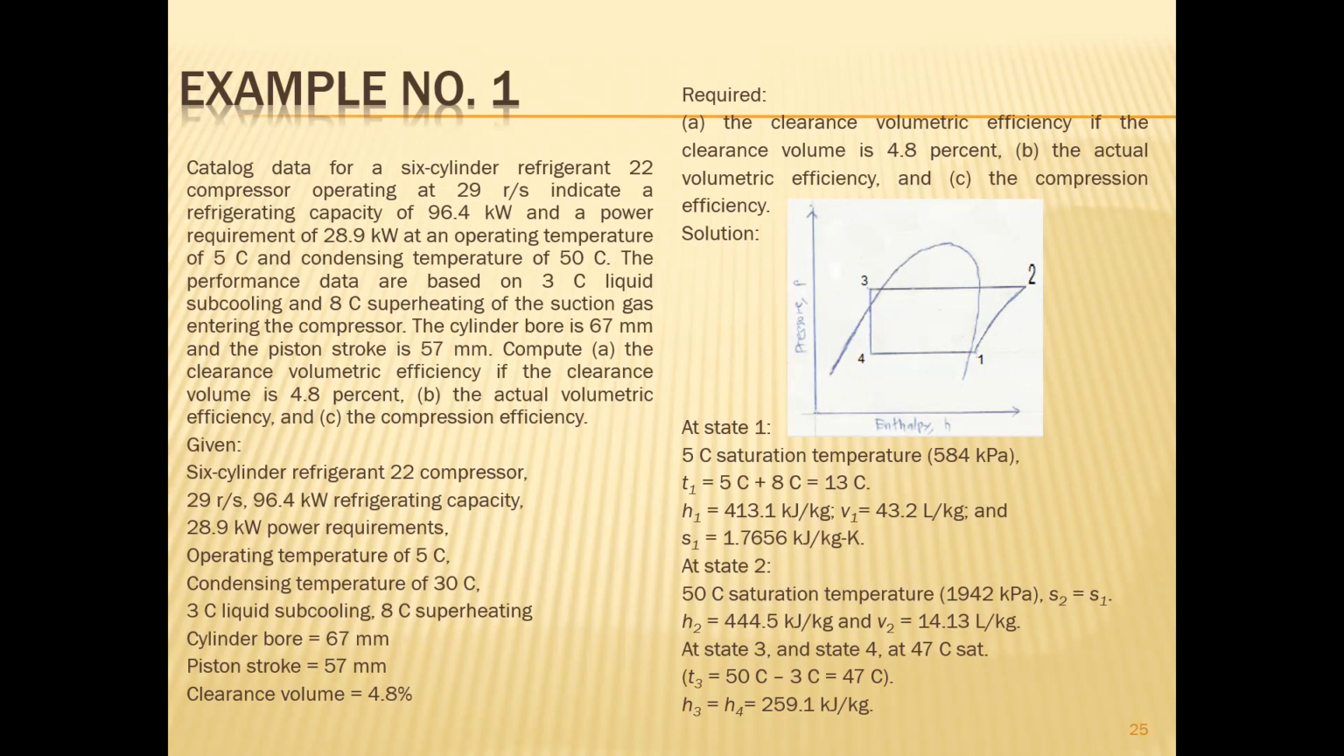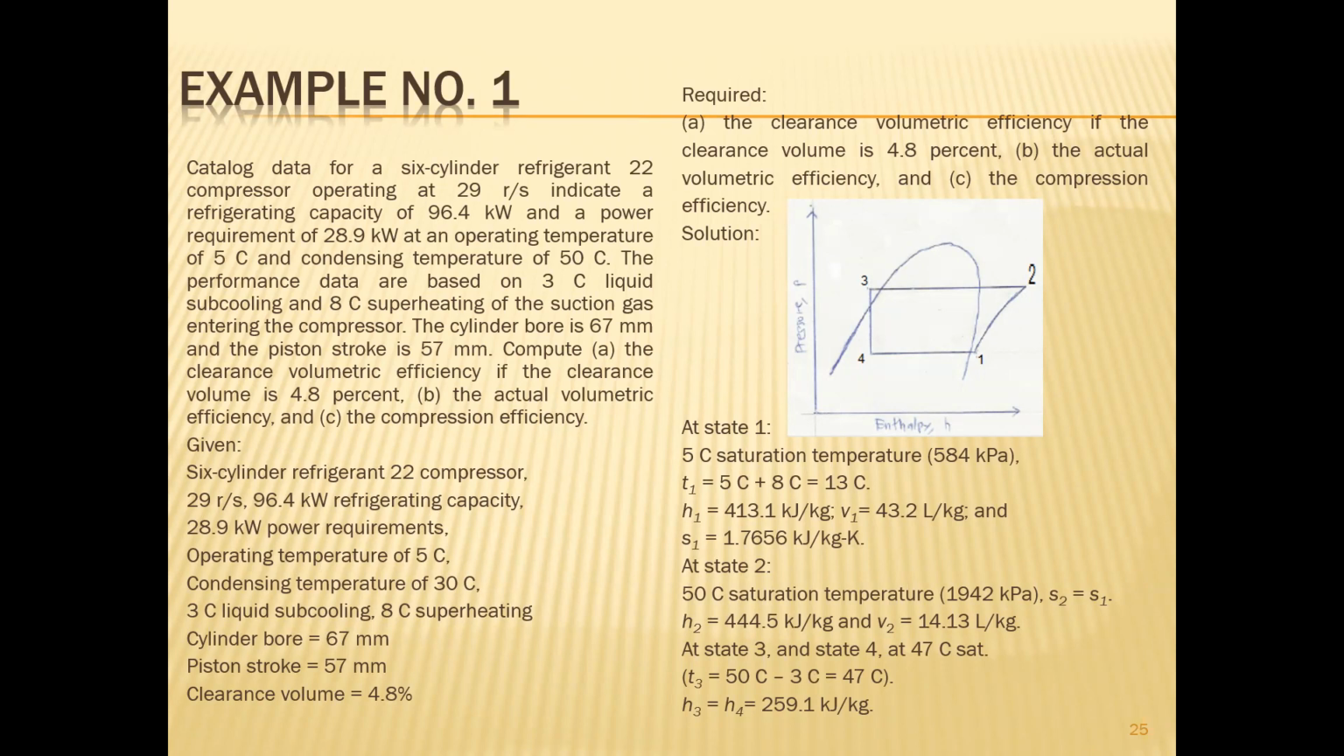Cylinder bore is 67 millimeters. Piston stroke is 57 millimeters. Then the clearance volume is 4.8%. Okay, the cylinder has a bore and a stroke. The stroke is the length, right? Required, so write the required again.